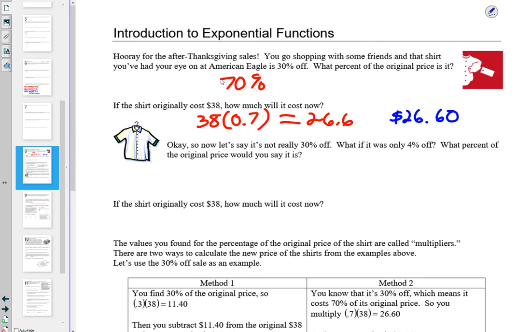Okay, so now let's say it's not really 30% off. If it was only 4% off, what percent of the original price would you be paying? 96%. If the shirt originally cost $38, how much would it be now? Well, 0.96. Because when you're talking about how much something costs, you don't multiply it by what's being taken off. You multiply it by what's being left on. So if something is 4% off, it's 0.96 on. And there I'm getting $36.48.